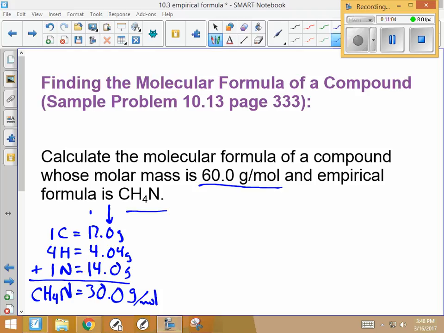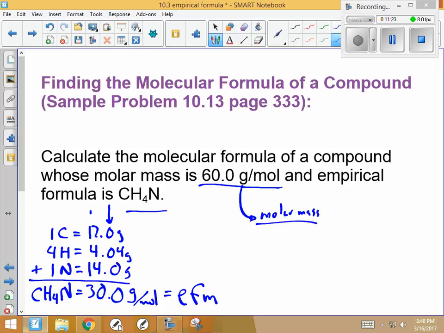Now this is the empirical formula, so we have a special name for the molar mass of an empirical formula. We call it the empirical formula mass. Not the molar mass, but the empirical formula mass. When we take this molar mass right here and divide it by the empirical formula mass, we get a multiplier. That multiplier tells us what we must multiply each of the subscripts in the empirical formula by to get the molecular formula. Here we go. Simple when you see it, hard to explain.